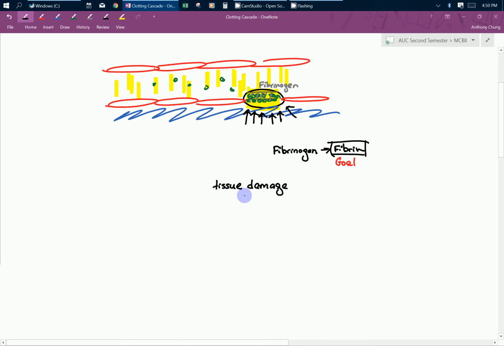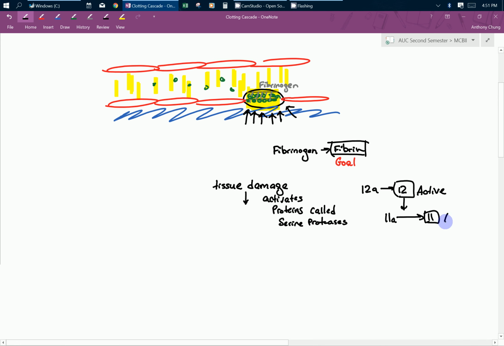So tissue damage is going to cause a certain protein, and this is how this whole entire clotting cascade looks like. I'm just going to draw off the side how it looks. You typically have an enzyme such as 12A. It's a serine protease. These are all serine proteases. Okay, so let me just start with tissue damage activates proteins called serine proteases. And these serine proteases, they get cut down and they become active. And this active one will take another inactive one and then it will make that one active. And this whole entire process ends up with our goal of changing fibrinogen into fibrin.